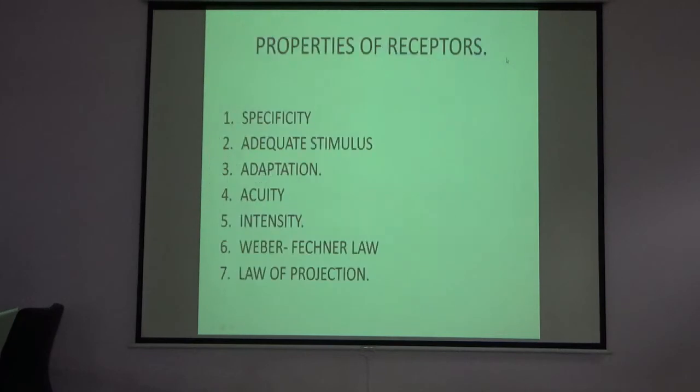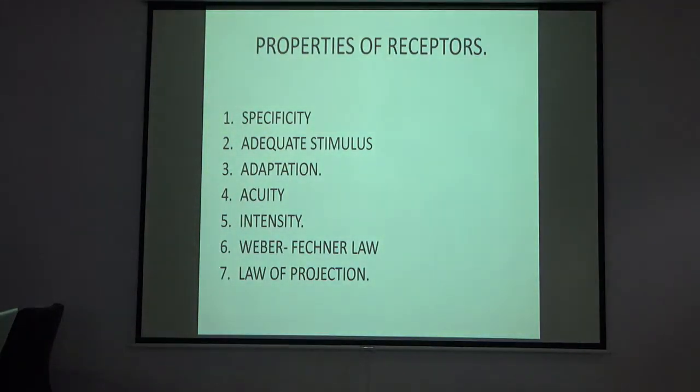Then we come to the third and the last portion of the chapter, which includes the properties of receptors. What are the various properties which a receptor owns? First is specificity. As the name itself suggests, it is specific to a particular stimulus. One receptor is specific to one particular stimulus. That is our first property. Second property is adequate stimulus. It means a particular form of energy to which the receptor is most sensitive is called the adequate stimulus. The adequate stimulus for rods and cones is the photon, that is the light.